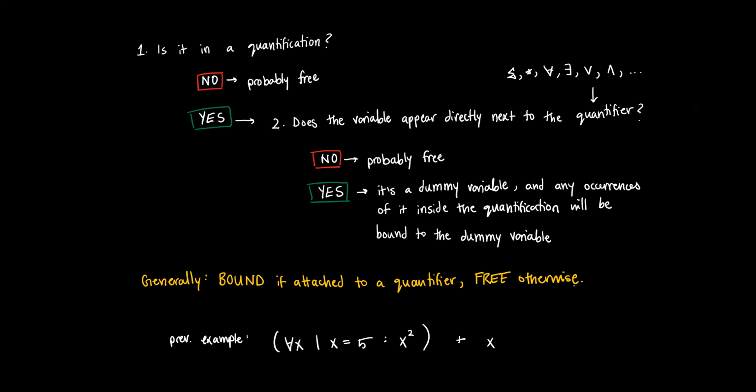All right, so here's an informal way to walk yourself through some steps to determine whether or not a variable of interest is free or bound in a certain expression. So the first thing that you need to ask yourself is whether or not it's inside a quantification. If it's not inside a quantification, it is probably free. If it is inside the quantification, then you need to proceed to ask yourself whether or not it appears directly next to the quantifier. So something like this.